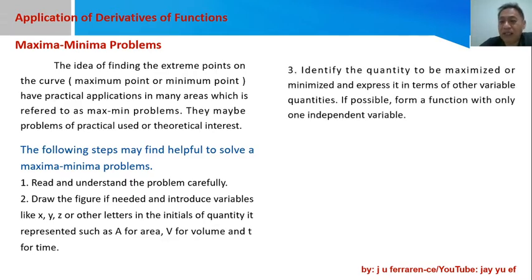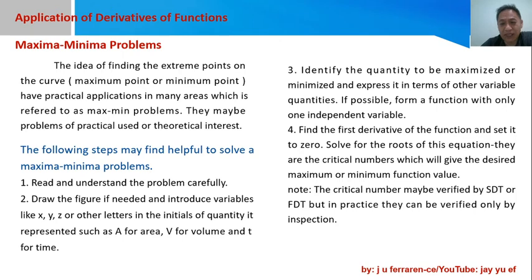Identify the quantity to be maximized or minimized and express it in terms of the other variable quantities. If possible, you have to form a function with only one independent variable. Then find the first derivative of the function and set it to 0, because it is there where there is a maximum or minimum point. Solve for the roots of this equation. They are the critical numbers which will give the desired maximum or minimum function value.